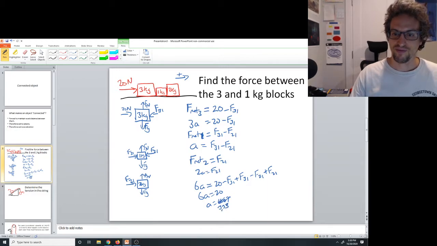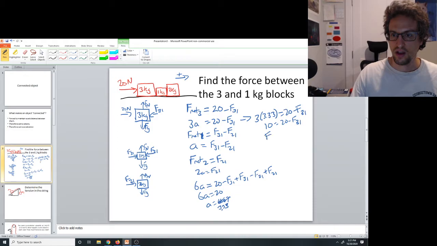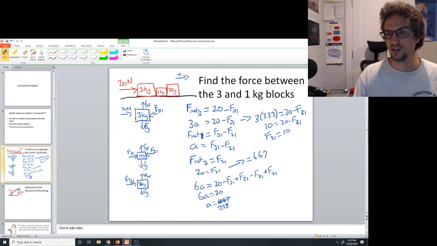Right, 3.33. I can plug that back into this equation, so this becomes 3 times 3.33 is equal to 20 minus F31. So 10 equals 20 minus F31. F31 equals 10. I could also find F21, and one way I could do it is right here, F21 is equal to 2 times the acceleration, and so forth. So I could find each of those by plugging back into those F net equations. Okay.